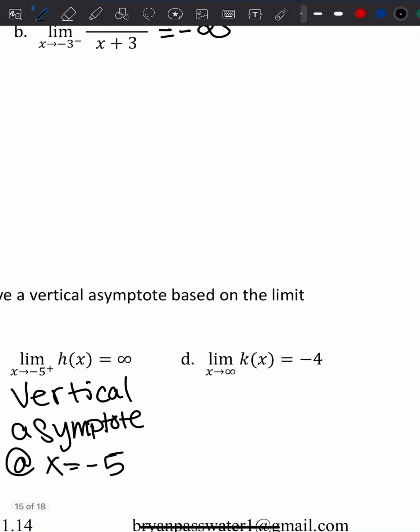This last one, we have the limit as x approaches infinity of k of x is equal to negative 4. Because our x value is going to infinity and it's not our y value, this is not a vertical asymptote. This would be something in reference to end behavior, which is what we're going to be talking about next with horizontal asymptotes.